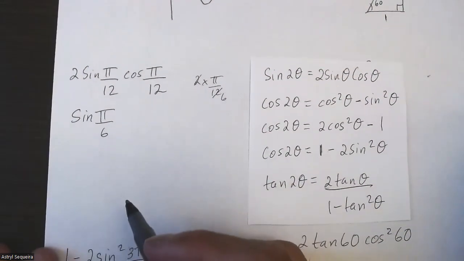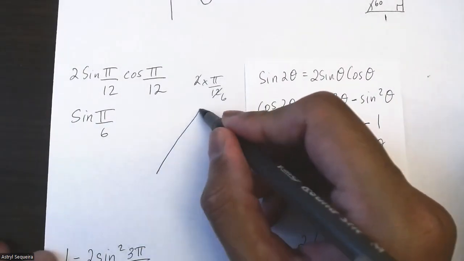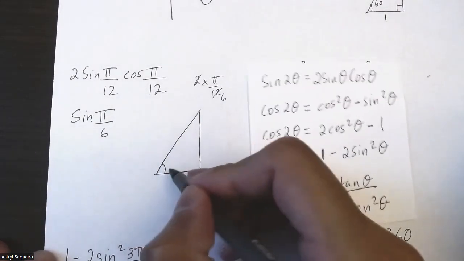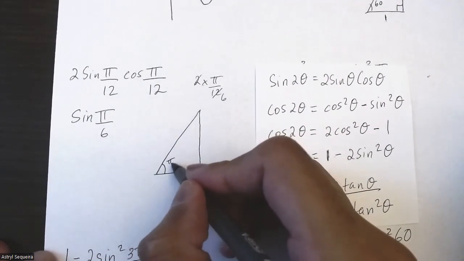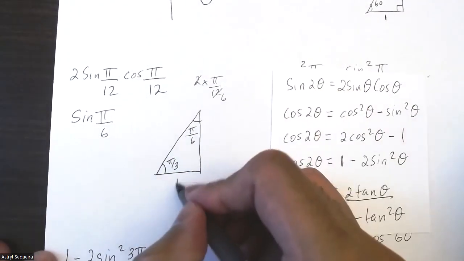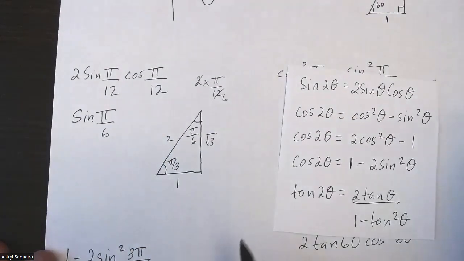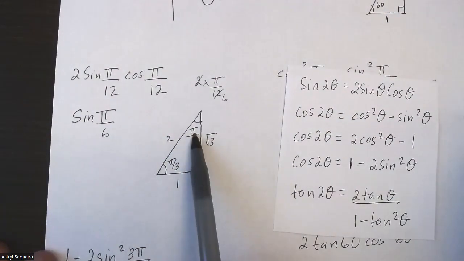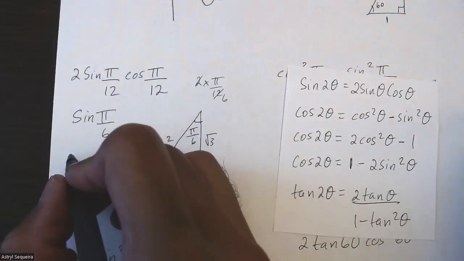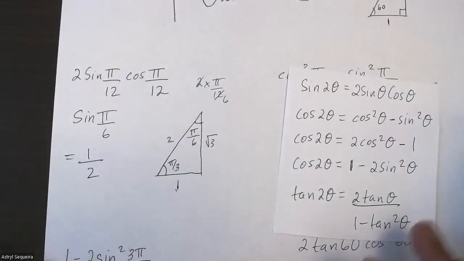The sine of pi over 6, again, we can solve this using our special triangles. Just make sure it's in radian mode this time, if you're doing it in your calculator. So this is a special triangle in radian mode, and sine of pi over 6 is opposite over hypotenuse, which is again 1 over 2. Same answer as the last question.